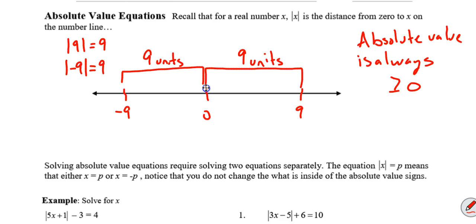All right? So we can kind of generalize that into a statement talking about x units. So it doesn't matter what x is. For any value x or negative x, the distance will always be x units.